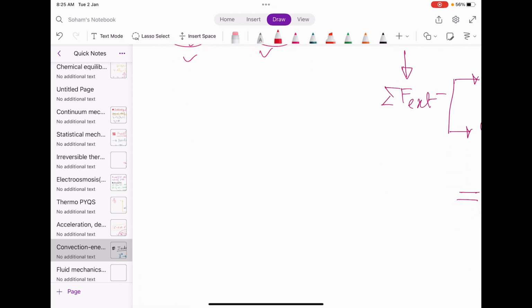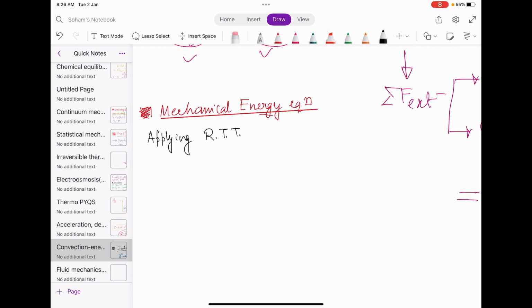So now the mechanical energy equation. Okay, mechanical energy equation. So first let us start from the very basics. Applying RTT on n equal to the intensive property of linear momentum, VdM, so small n will be velocity.